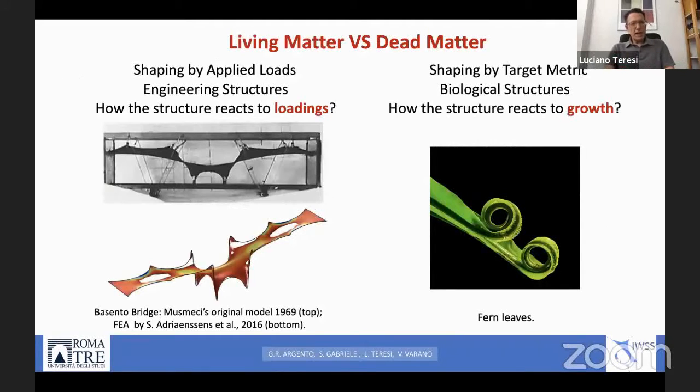I start with this slide. It's a comparison between living matter and dead matter. We are very used to thinking about loads as a way to change the shape of a solid. An engineer thinks about loading. On the contrary, for living matter, most of the changes of shape are due to growth. And growth is very important. And so we want to push forward this idea to change the shape of a solid, thinking about growth.